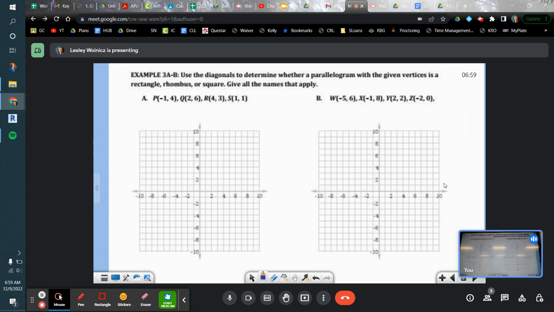You have to use the diagonals to determine whether a parallelogram with the given vertices is a rectangle, rhombus, or square. So we have to assign it all of the names that apply. Okay. So P is at -1, 4. Q is at 2, 6. R is at 4, 3. S is at 1, 1.